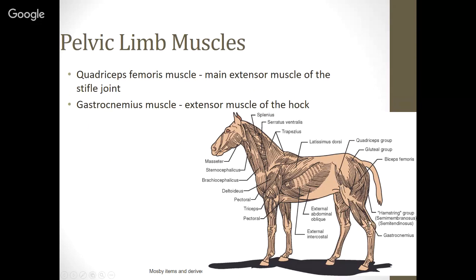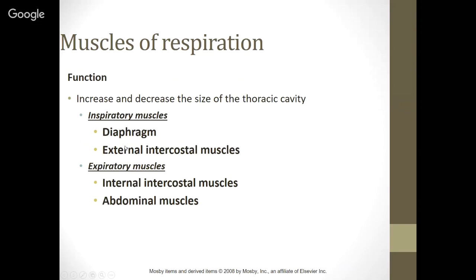We have the gastrocnemius muscle that is the extensor muscle of the hock. And the tendon of the gastrocnemius muscle is called the Achilles tendon in humans. There's some myth behind that word, and you can actually feel your Achilles tendon just above your ankle on the back of your foot, and that comes up into your calf muscle. That's your gastrocnemius muscle.